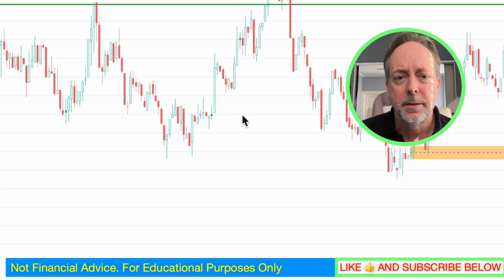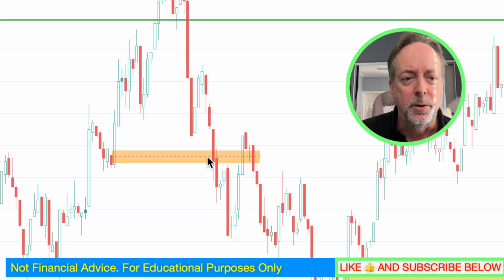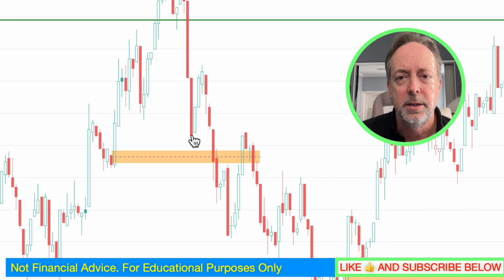Let me mark it. Well, here's just a really quick one right there. This is a demand zone. You can see price took off right here. It came down, it almost touched it. I could come in here, and then it took off again. It didn't touch it, it took off.